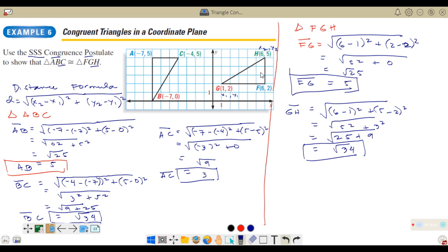So, kapag ka itong si FH ay congruent kay AC, which is equal to 3, ibig sabihin, the two triangles are congruent. So, we have, ito yung gamitin natin this time na x sub 1, y sub 1. Burahin muna natin yung marking natin dito. 6 minus 6 squared plus 5 minus 2 squared. We have 0 plus 3 squared. We have square root of 9, which is equal to 3.